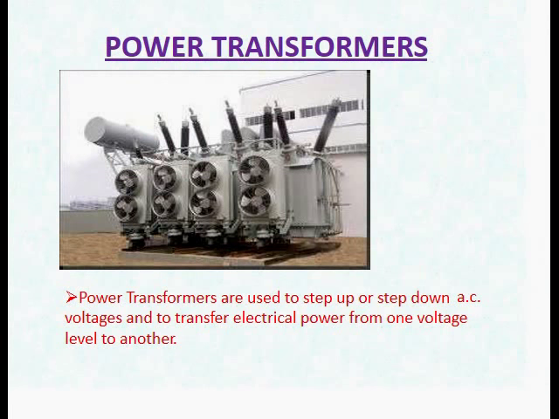Then the major equipment in the substation is the power transformer. It is the costliest equipment in the substation. A power transformer is used to step up or step down AC voltage and to transfer electric power from one voltage level to another voltage level. Suppose from 33 kV to 132 kV, that is step up, and step down is suppose 220 kV to 132 or 33 kV.